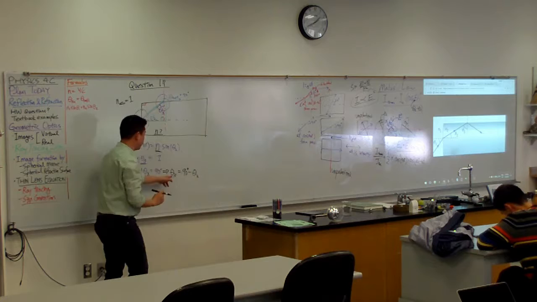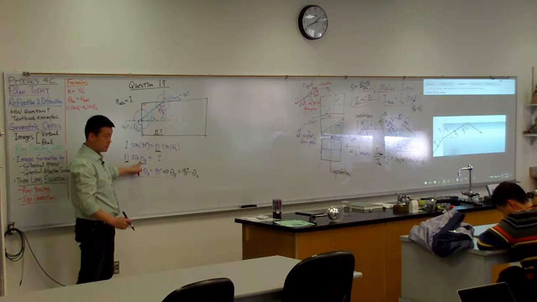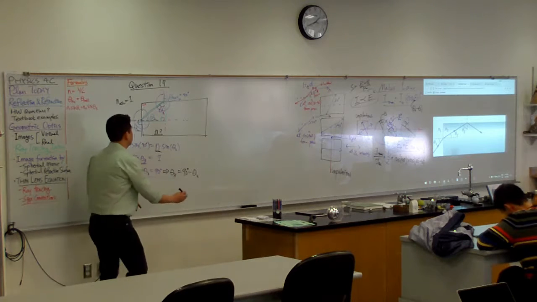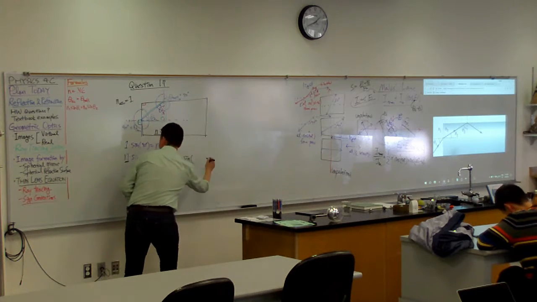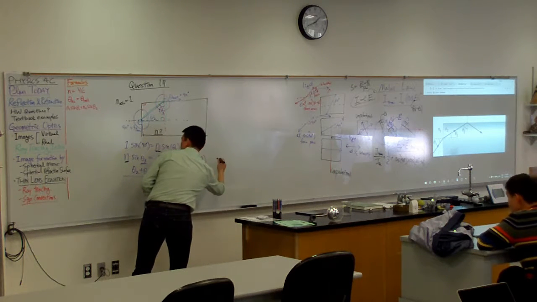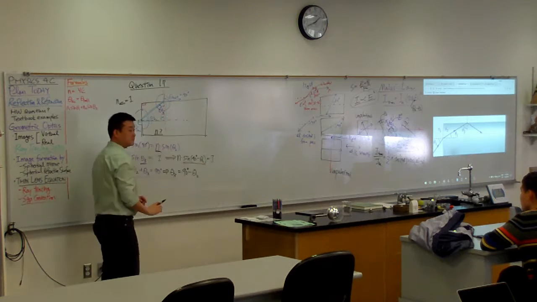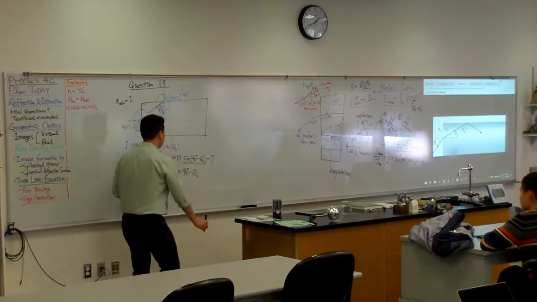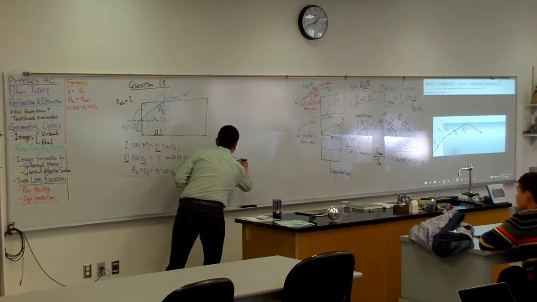The reason I did this was so that I could eliminate theta 3 from this equation. So I plug this in here, and this becomes n times sine of 90 degrees minus theta 2. Who's good with trigonometry here? Can I simplify this as something else? Cosine of theta 2. So it's n times cosine of theta 2 is equal to 1.